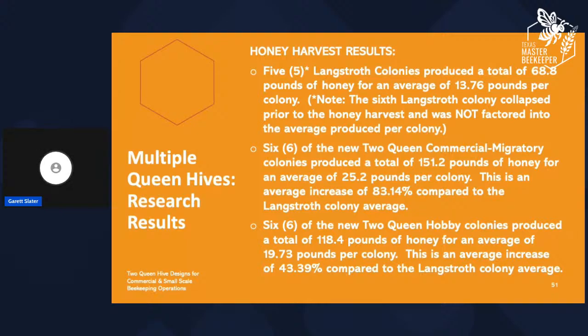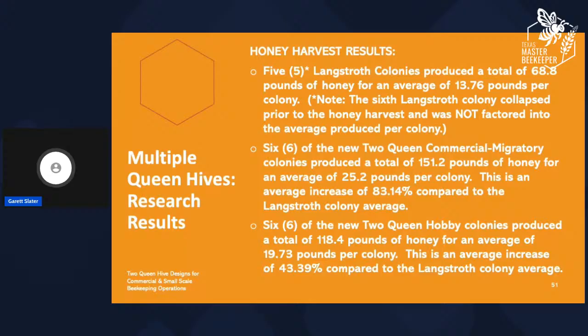And then go down the second bullet point for the 6 new 2-queen commercial, the migratory hives. They produced 151 pounds of honey, and their average was 25 pounds per colony. So that represented an increase of over 83% as compared to the Langstroth hives that were in that same apiary used for the study. Now the 6 new 2-queen colony hobby hives produced 118 pounds of honey, and that was an average of just under 20 pounds. So that represented an increase of over 43% as compared to the Langstroth hives.